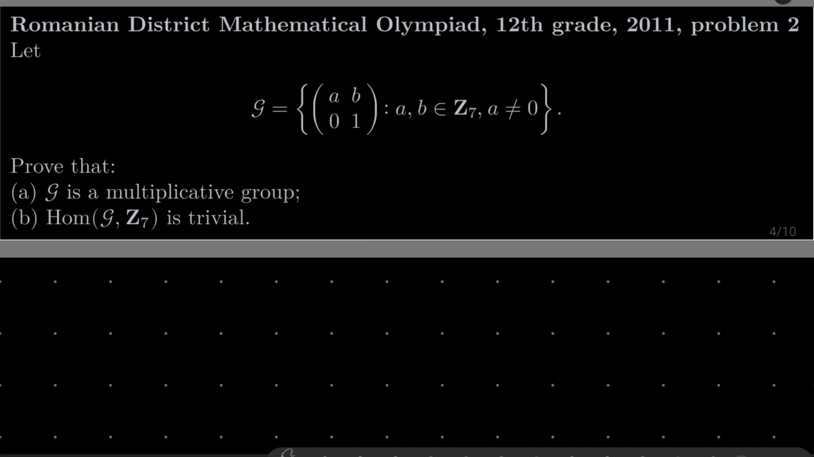First, we wish to prove that G is a multiplicative group, so it forms a group with normal multiplication of matrices. And part B, the interesting part: the set of homomorphisms from our group G into Z7 with addition is trivial, so the only homomorphism from G into Z7 is the zero homomorphism. It's a very nice problem.